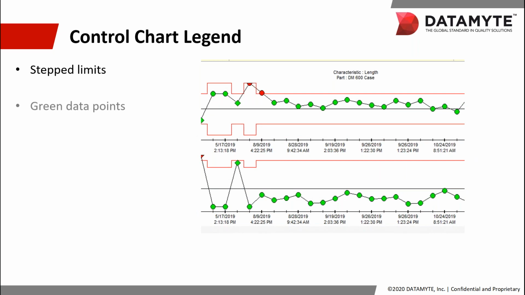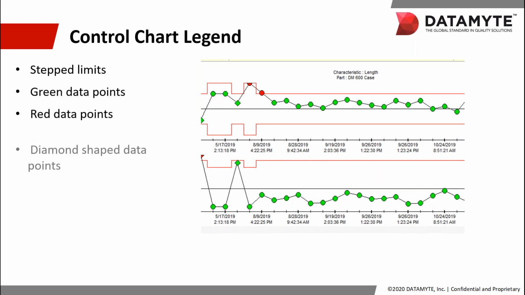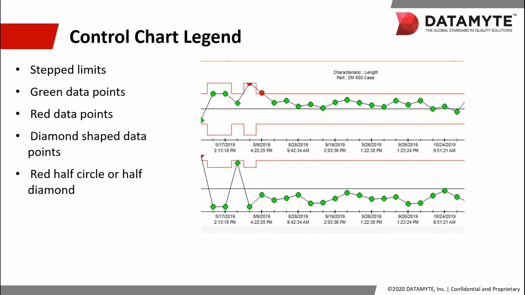The control chart shows stepped limits, which indicates subgroups with incomplete data entry, such as when pieces are skipped during measurement. Data points in green indicating they are in control. Data points in red indicating they're out of control or out of spec. Diamond-shaped data points have a cause value attached, and the red half circle or half diamond indicates the values are off the scale for this chart.